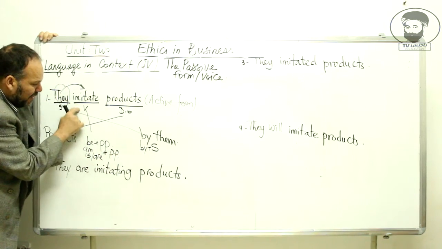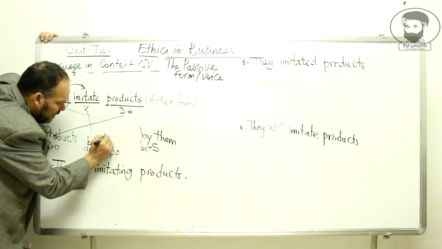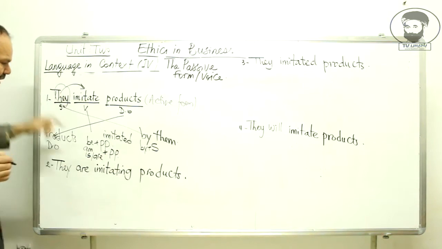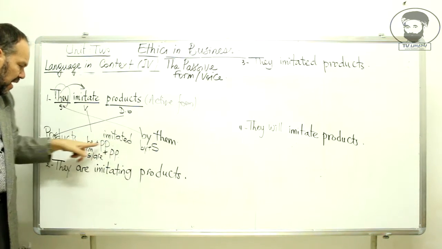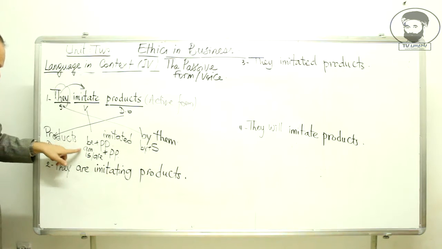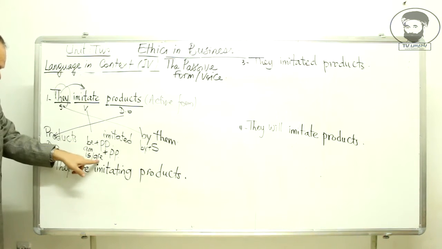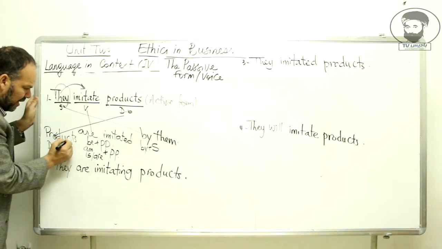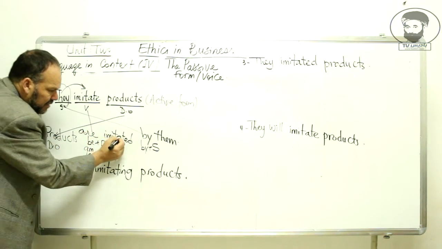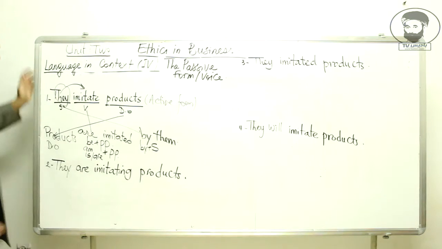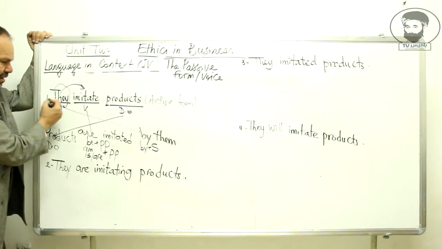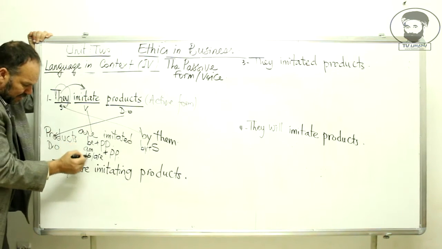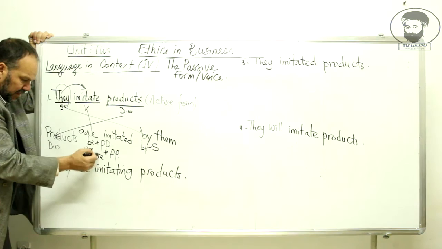What is the participle of the verb? It is imitated, because it's a regular verb. And with products, we can't say is, but we say are. So products are, look, products are imitated by them. Look, starting with products, then the verb. The verb is in the present, so be is in the present. Is, are. So we choose one.